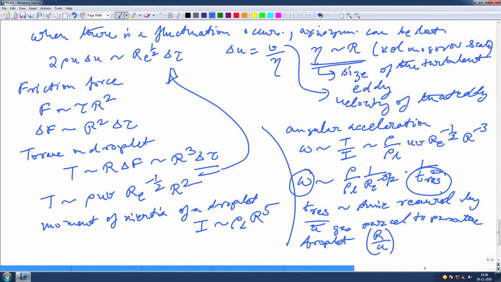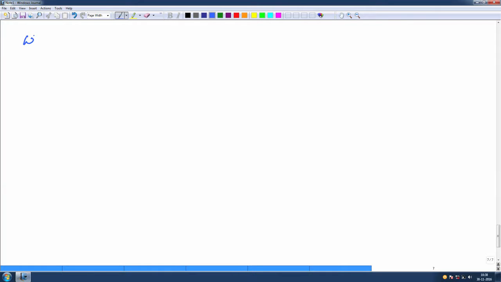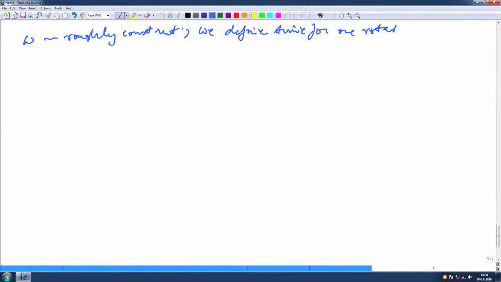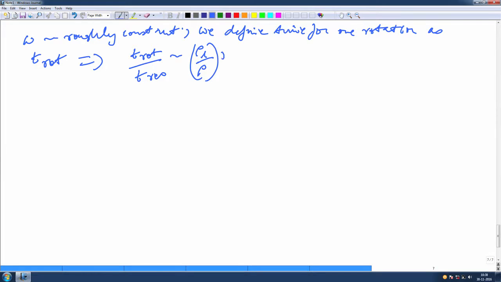Now, this omega, the angular acceleration, is roughly constant, right. So, we define the time for one rotation as t rot. Okay. So, this implies T rot by T res scales as rho L by rho, Reynolds number to the power of 3/4, right.